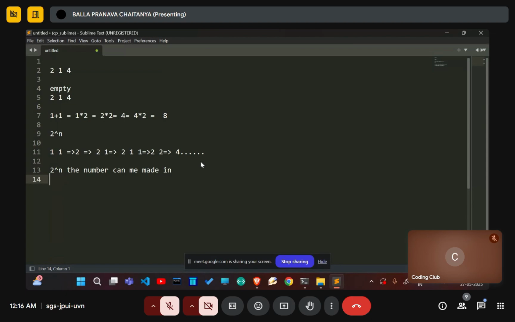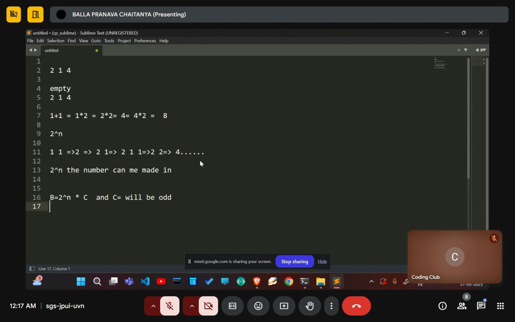Now suppose some number is not in the form of a power of 2. Let's say the number is b, which is not in the form 2 to the power n, but still it can be expressed as 2 to the power n times some constant, suppose c. Every number can be expressed as some power of 2 times some constant. Obviously, c will be odd.